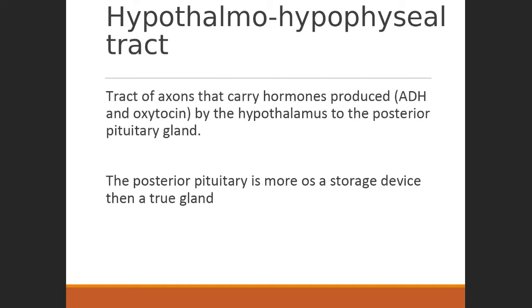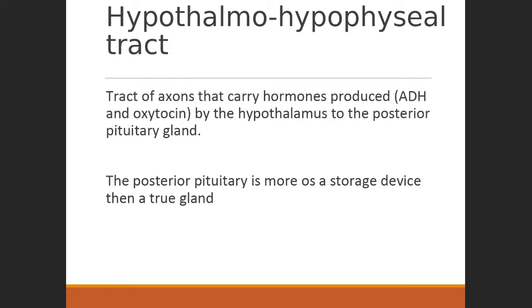Remember, the posterior pituitary wasn't glandular tissue. We see the posterior pituitary being a storage location for two hormones that are produced in the hypothalamus: antidiuretic hormone, which I'm sure you're sick of hearing about by now, and oxytocin. Both of those hormones are produced in the hypothalamus and stored in the posterior pituitary.